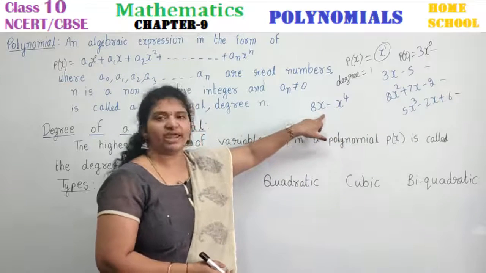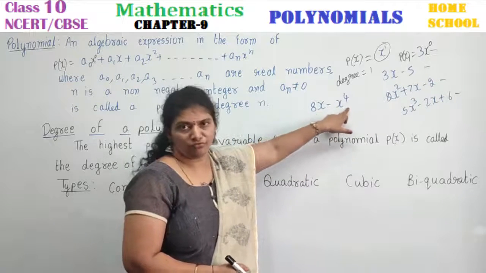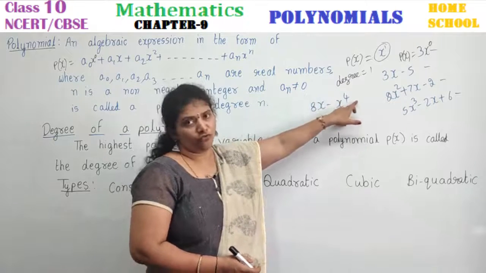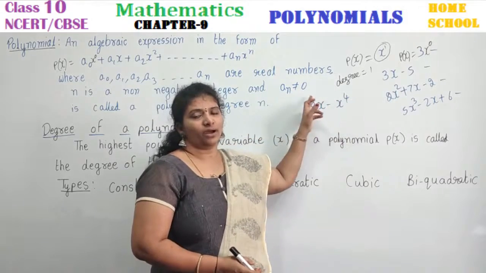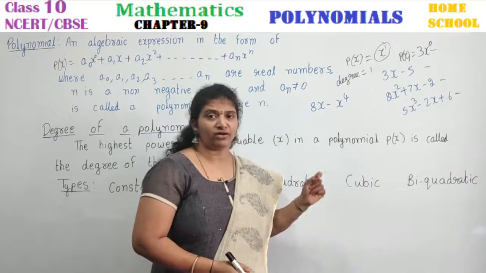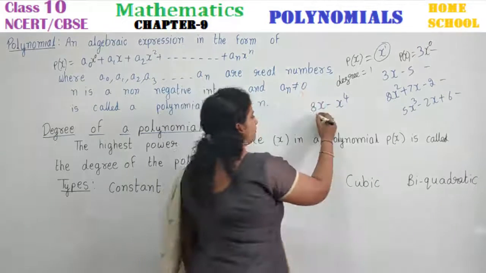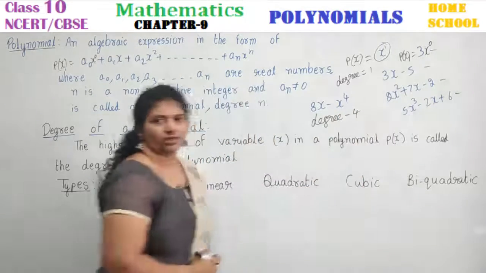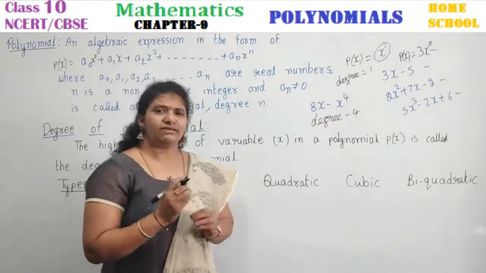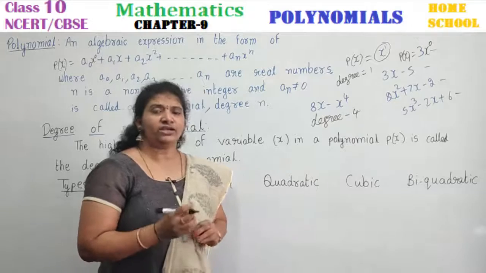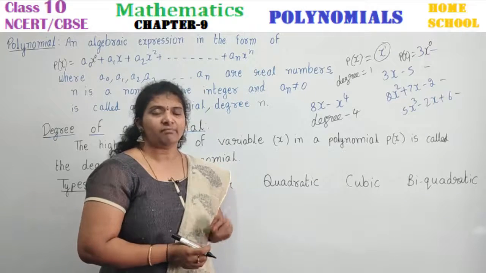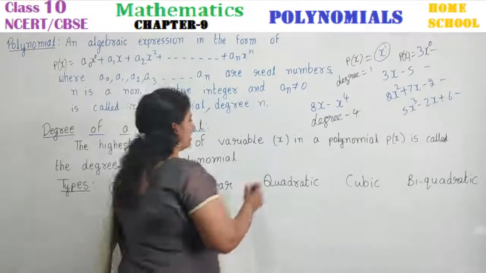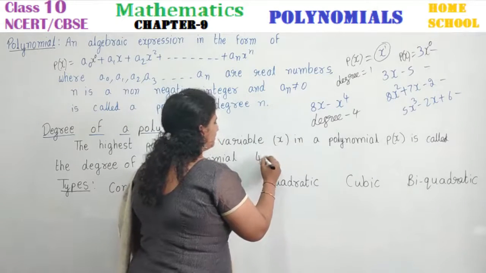So the next one, 8x minus x power 4. X power is 1 and here it is 4. So 1 and 4 compare. What is the highest power? 4. Therefore, degree of this polynomial is equal to 4. Right? Like this, in any given equation, you need to observe the degree by seeing the highest power of the expression. So, let me write two more examples.